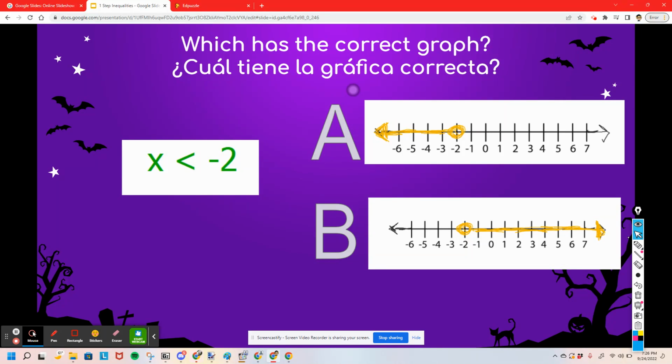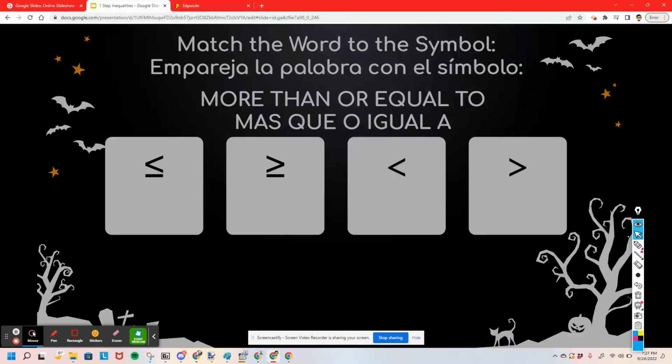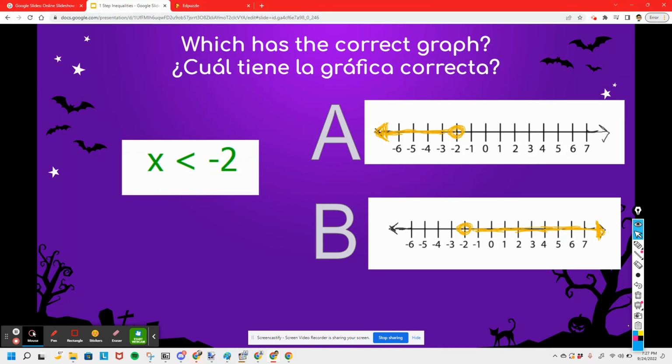All right, the answer is, give me a second. Slides are not cooperating with me. The answer is A. It is pointing to the left. It is an open circle on -2.